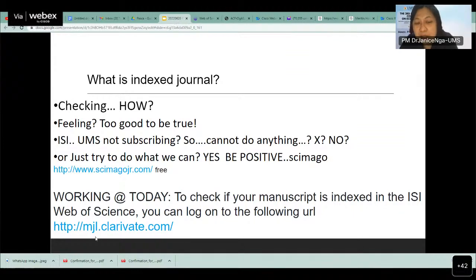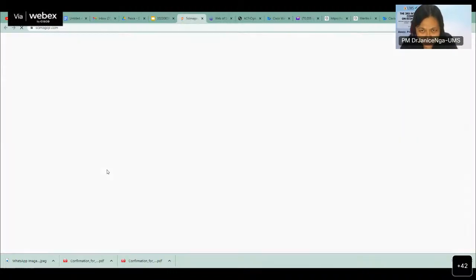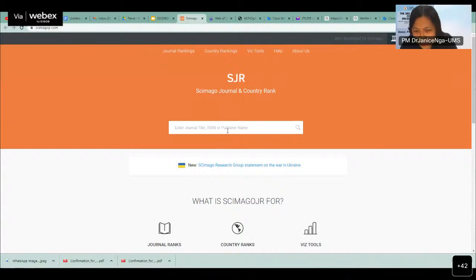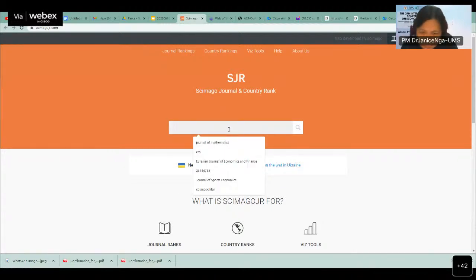Right. So if in case one day, like last time, that database cannot be accessed anymore, now you can go to this. This one is a cheap one. It's always free, always free. From before until now, hopefully in the future also still free. Scimago. And Scimago is quite friendly and easy. And they will tell you the details.